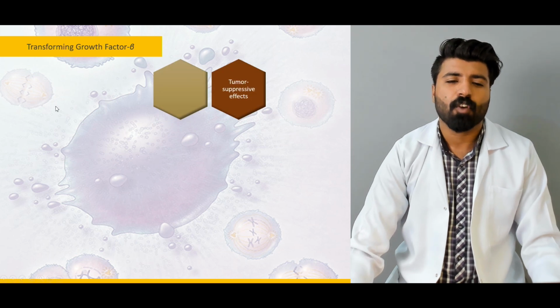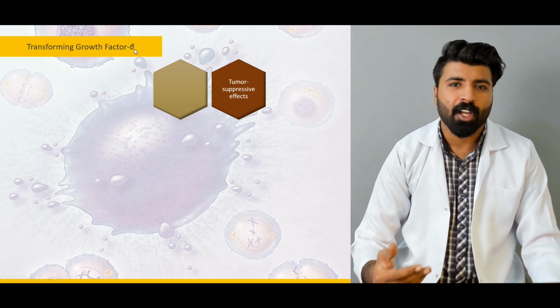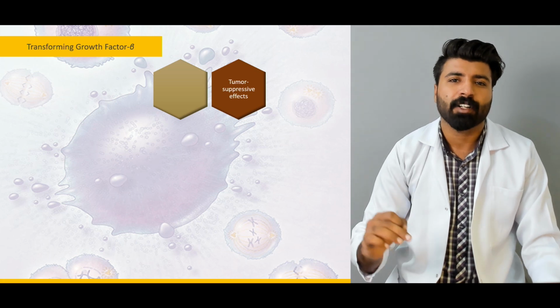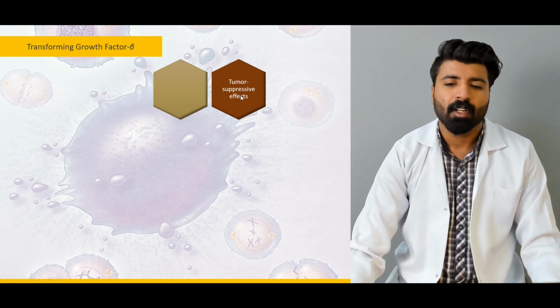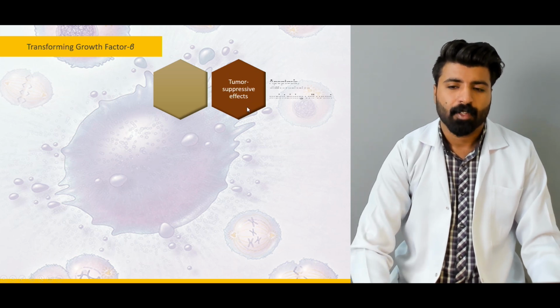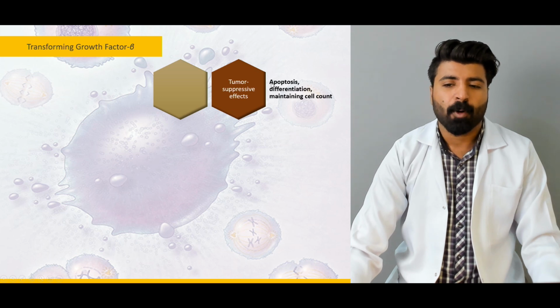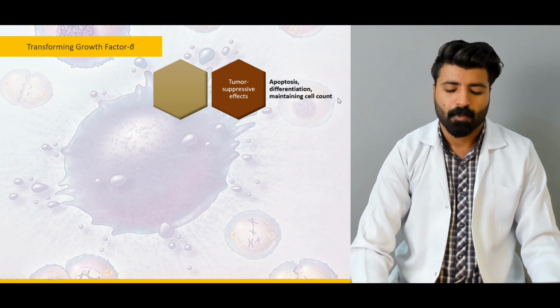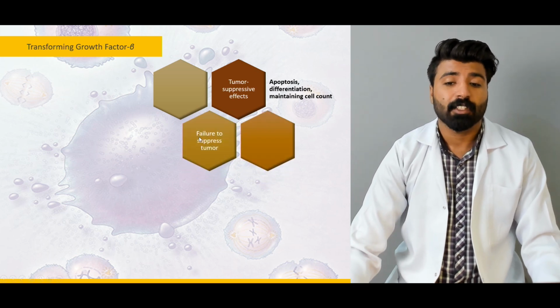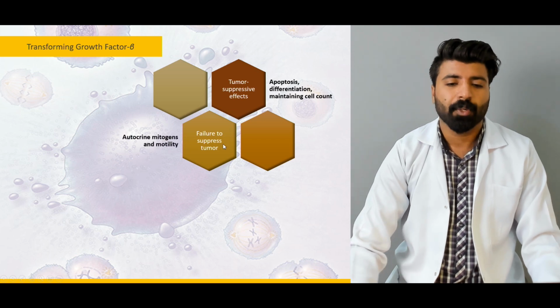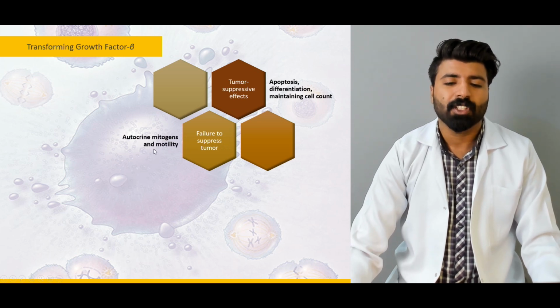Next on, we have transforming growth factor beta. That's what we call TGF beta. Whenever we hear the name TGF beta, you have to go for transforming growth factor beta. Now we're going to talk about that tumor suppressive effects. It has tumor suppressive effects. And it causes apoptosis, differentiation, and maintaining the cell count. Next on, if there's failure to suppress the tumors, what's going to happen? Autocrine, mitogen, and motility. Now, first of all, that was a function of it.